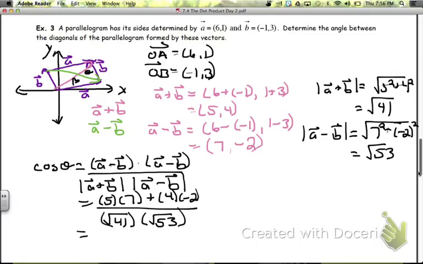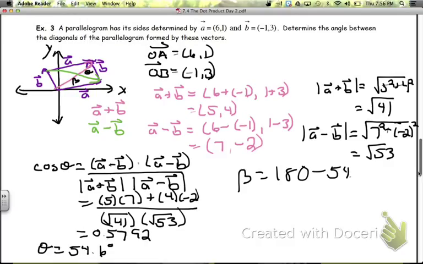When we calculate this, we get 0.5792. Therefore, we get that theta is equal to 54.6 degrees. So we know that theta is equal to 54.6, but what about beta? Beta could be equal to 180 minus our 54.6 degrees, giving us beta being equal to 125.4 degrees. So you have two different options here, which makes sense because we're talking about a straight line. We know all straight lines are 180 degrees.